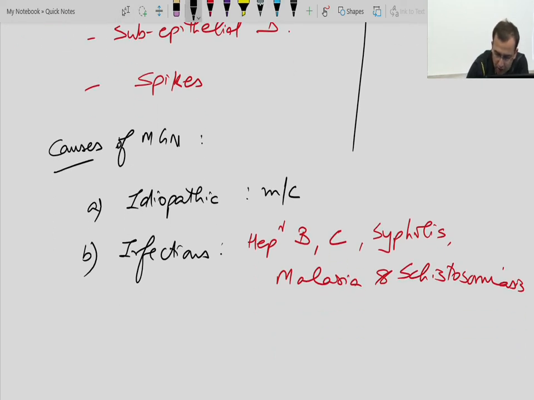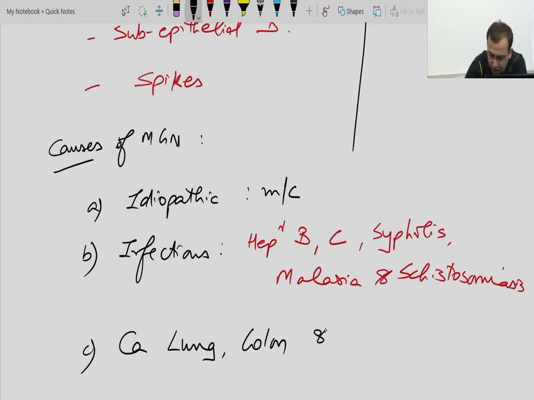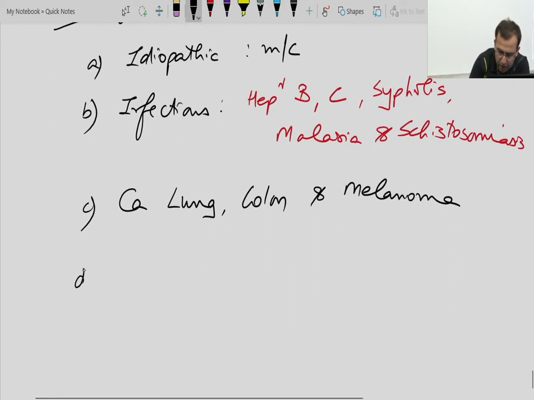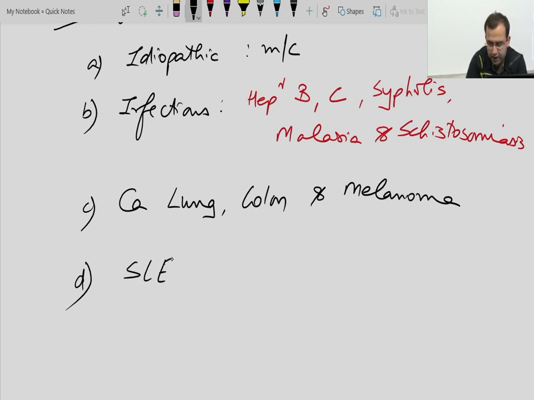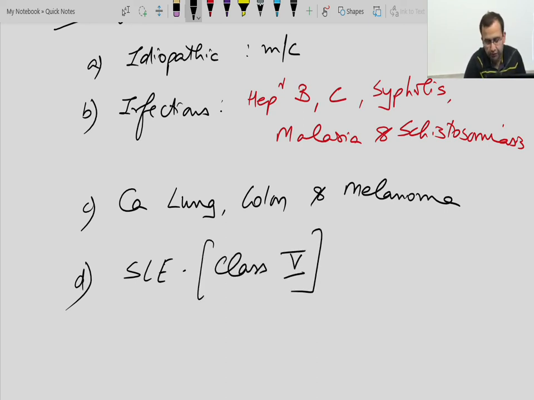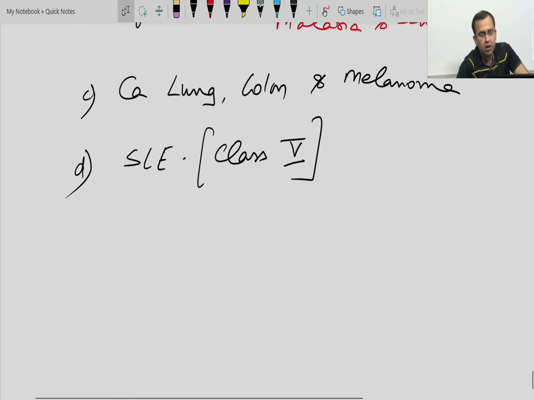Next, the other causes are carcinomas, that is carcinoma lung, colon, and melanoma. And the last cause is SLE, that is lupus nephritis. And which class of lupus? Class 5 lupus nephritis, MGN. Done. So this takes care of question 41.